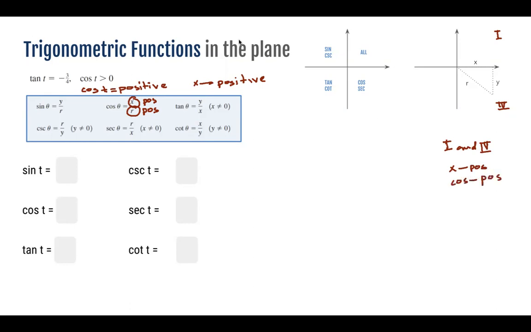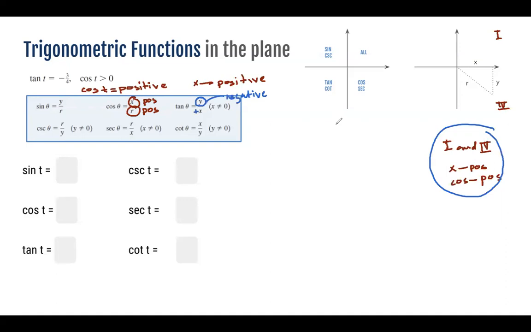Now, we're also aware of the fact that tangent is negative. So if tangent is negative, it means that one of the two, because it's y over x, has to be negative, only one. And we already know that x is required to be positive because of this. So if we know that x is positive and tangent is going to end up negative, it means that we required a y to be negative to make the tangent negative.